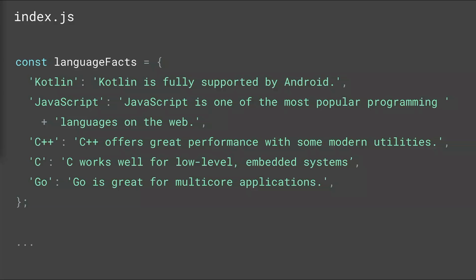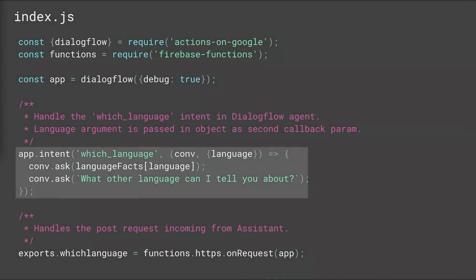So since I'm using cloud functions for Firebase, I'm going to be using Node.js. And the first thing I'm going to do in my index.js file is I'm going to create a simple JSON mapping of language strings to some helpful fact about that language. And then later in the same file, I'm going to use the Actions on Google Node.js client library to handle the which language intent from Dialogflow with a callback.